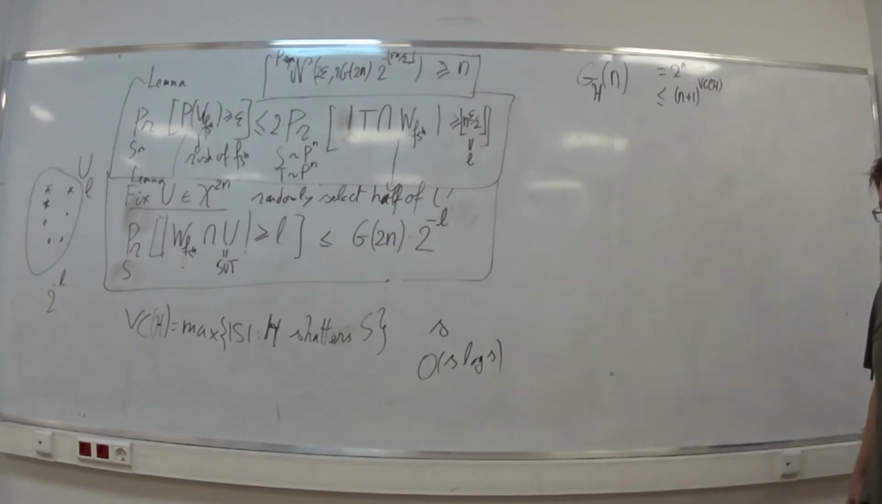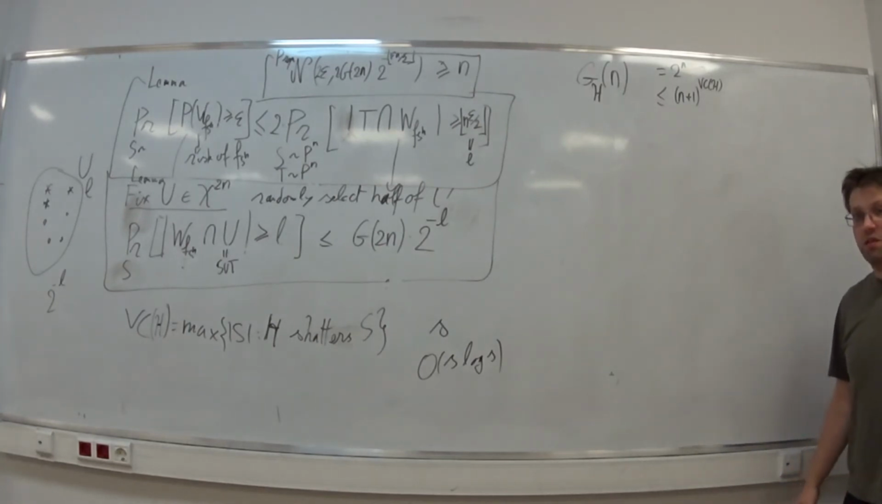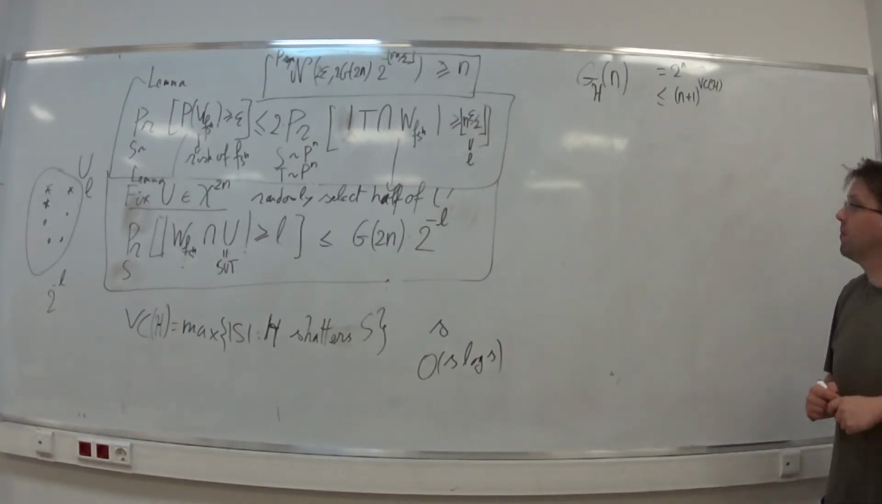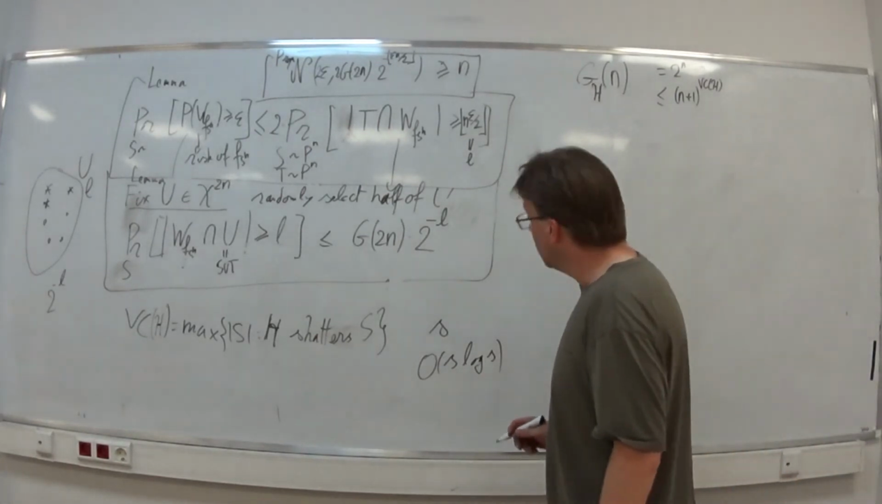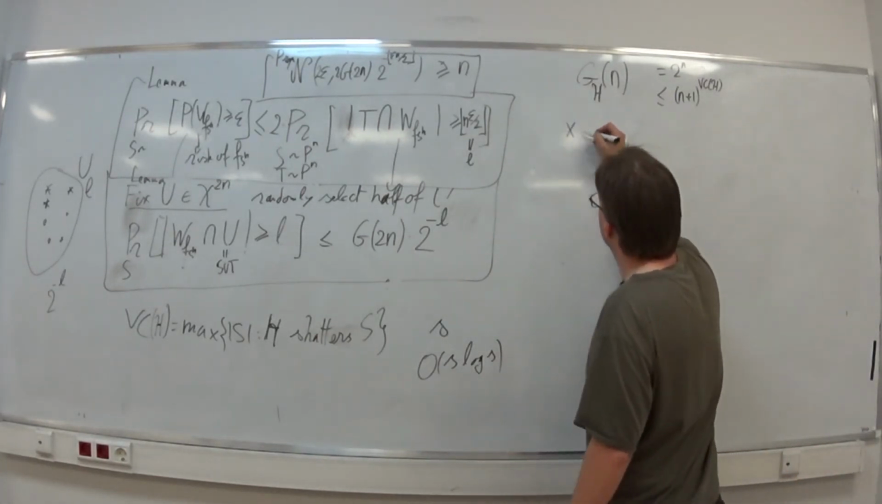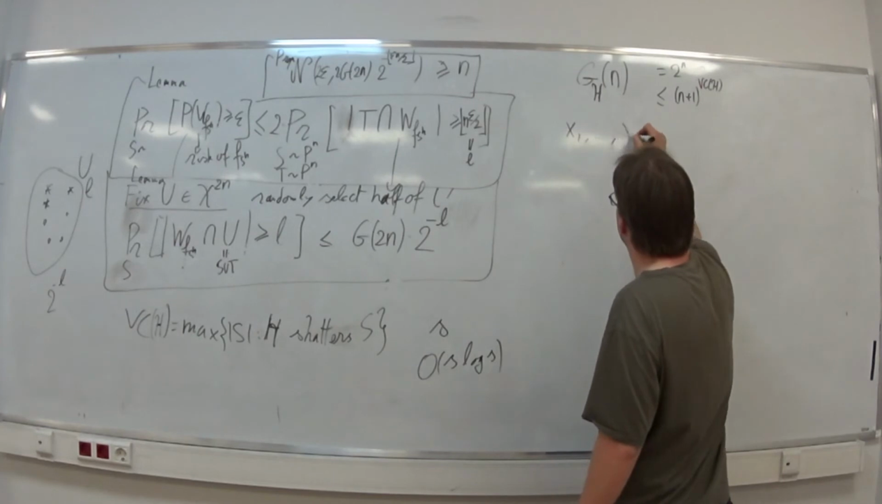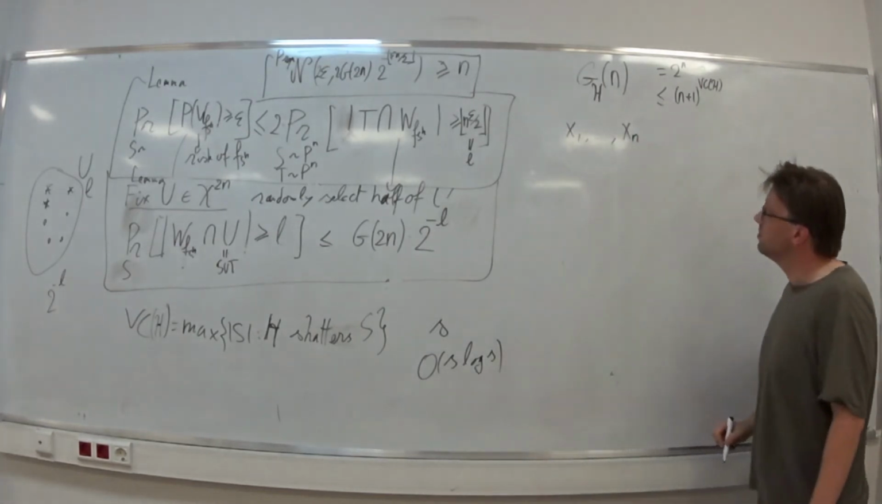Now let's assume it's true for some n and go to n plus 1. So let us look at some list of n points.